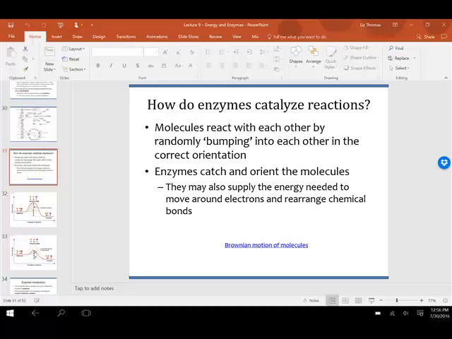We call the natural movement of molecules Brownian motion. That's not a term you need to know, but if you'd like to see a simulation of molecules moving, you can go ahead and click on that. It's a YouTube video. And the higher the temperature, the more Brownian motion. So with enzymes, same thing. The higher the temperature, the easier it is for enzymes to do their job.